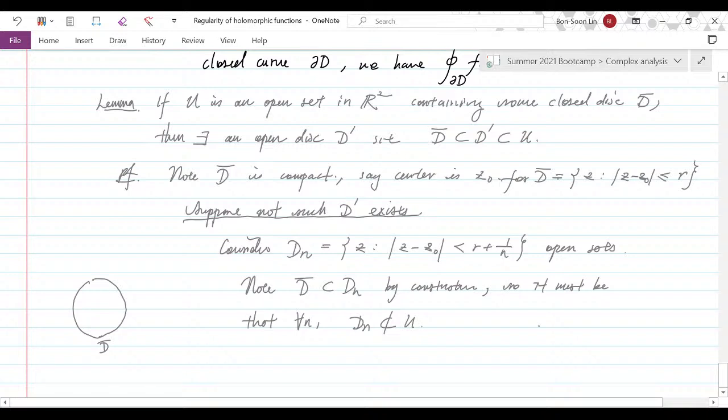So what does that mean? Okay, so this is D bar. This is Dn. So U may look something like this.